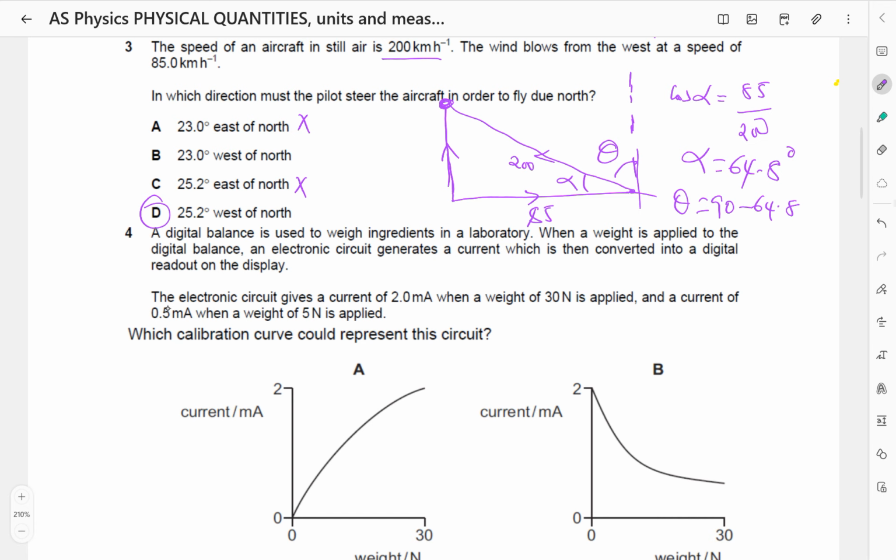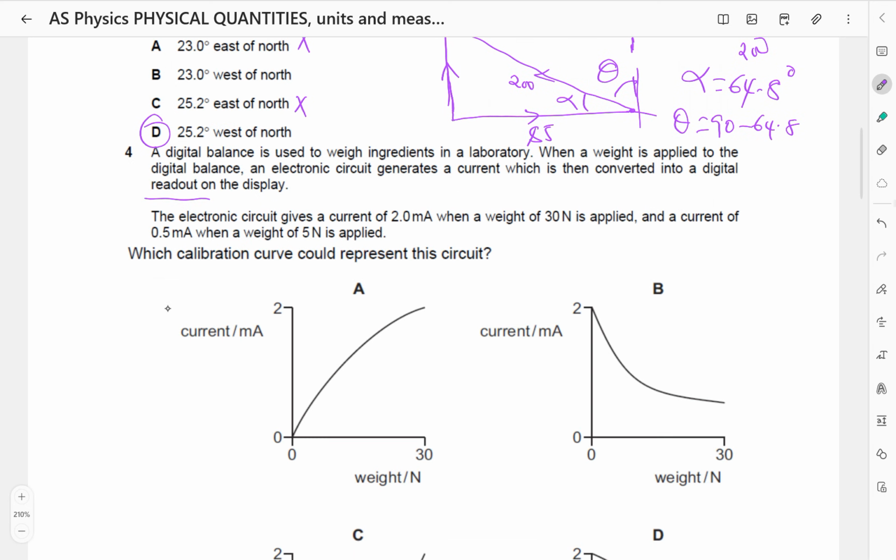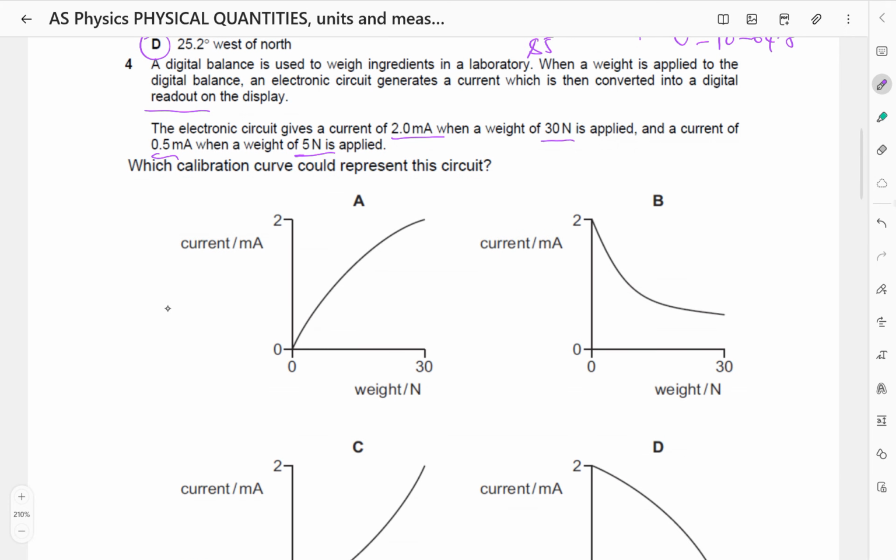A digital balance is used to weigh ingredients in a laboratory. When a weight is applied to the digital balance, an electronic circuit generates a current, which is then converted into a digital readout on the display. The electronic circuit gives a current of 2.0 milliamperes when a weight of 30 newtons is applied, and a current of 0.5 milliamperes when a weight of 5 newtons is applied. Which calibration curve could represent this circuit?